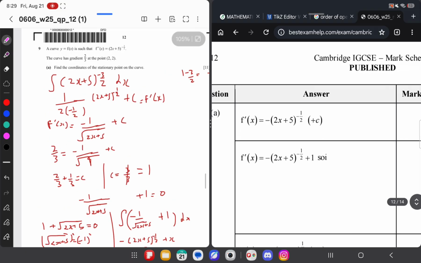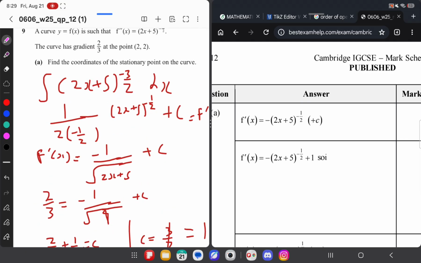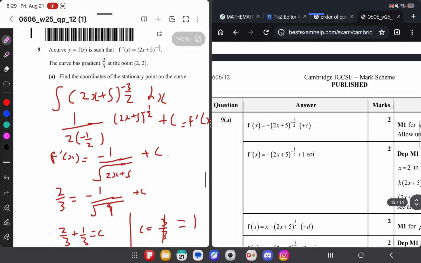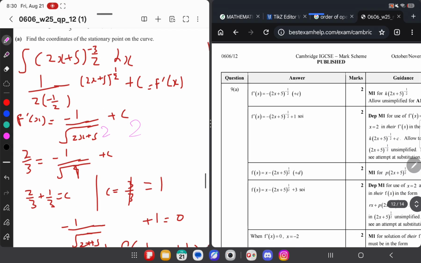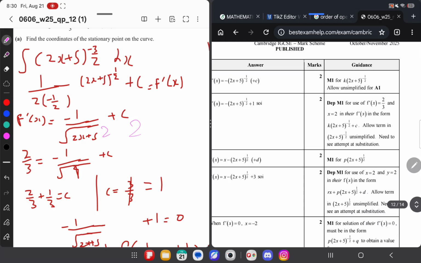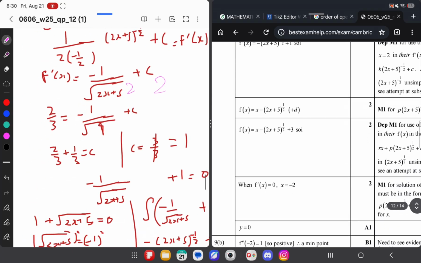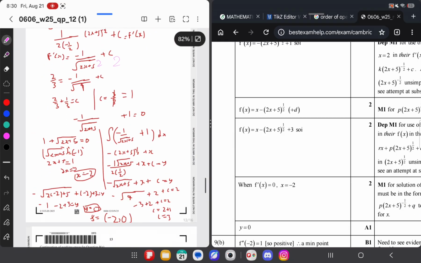f prime is equal to this equation. I like the plus c that they use in Times. Okay, it's a bit cute. Times Roman is a bit cute, but I prefer using TeX Gyre. Plus c, 2 marks for this and 2 marks for seen or implied. Yay, damn. A1 for unsimplified. Then f equals, yay.